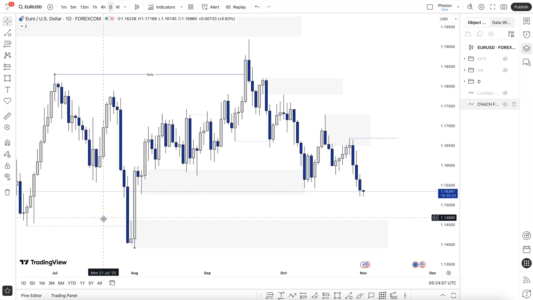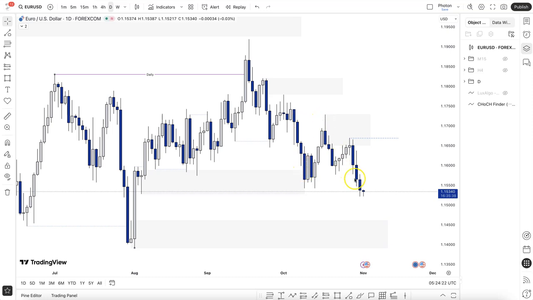Euro USD daily forecast for Monday, the 3rd of November. This is the daily chart. The daily chart is bullish. Why? Because we had a market break of structure over here. And after a break of structure, we can expect a pullback to happen.